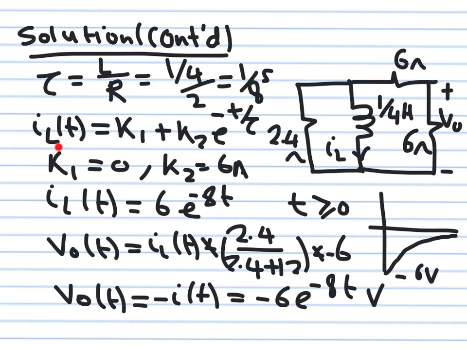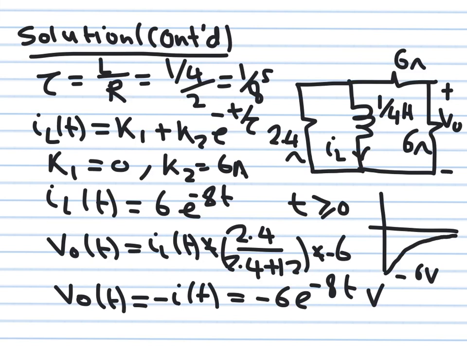Then the expression for the inductor current is K1 plus K2 e to the minus t over tau. Remember in the beginning we said when you put t equal to 0, the initial current will be equal to 6 amperes. But when t goes to infinity, we found out that the current will be equal to 0. So K1 will be equal to 0, because if you put t equal to infinity, you get K1. And we know that at steady state, the inductor lost all its energy. It does not have any current anymore. So K1 is equal to 0 and K2 will be equal to 6 amperes. So the expression for the inductor current is 6 e to the minus t over tau. Tau is 1 over 8, so e to the minus 8t.